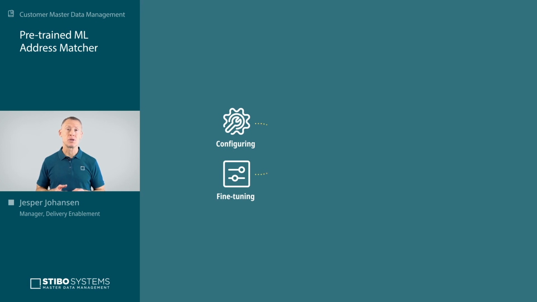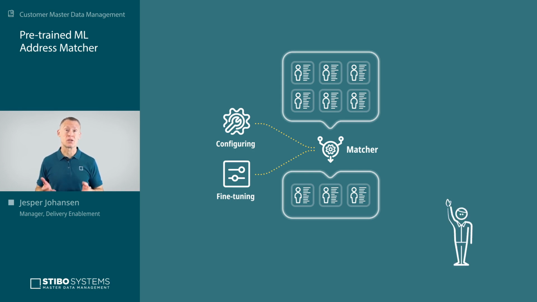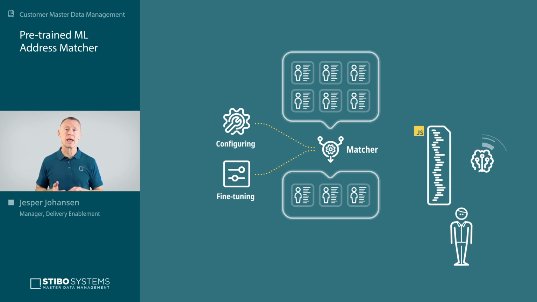Configuring and fine-tuning matches when deduplicating customer and supplier data can be a complex and cumbersome process. The system integrators and consultants will often have to write complex JavaScript or even train a machine learning model themselves to meet the business requirements when building and fine-tuning the necessary matches.